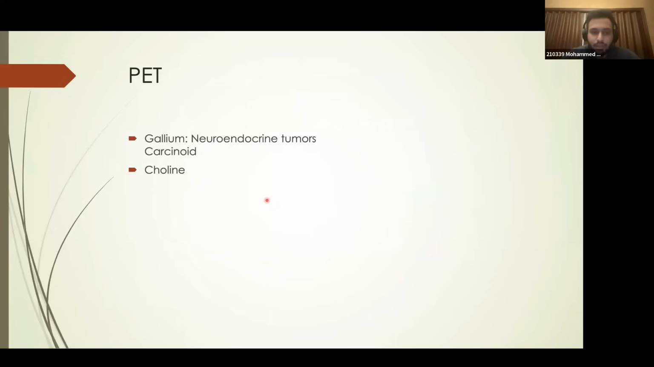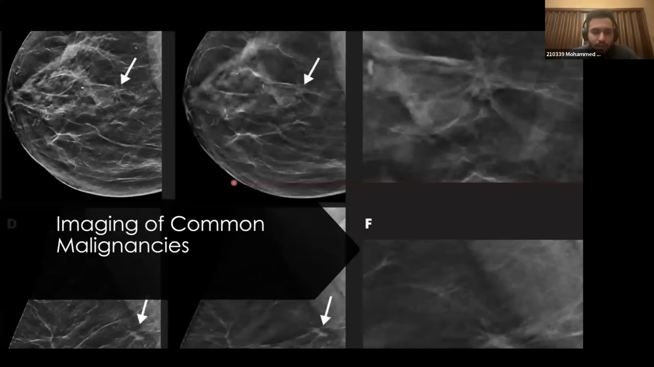Now the last thing, which is just another application of PET: you can check for neuroendocrine tumors, such as carcinoid tumors. Just for the sake of completion, carcinoid tumors are neuroendocrine tumors that secrete active molecules, which are usually serotonin. So the patient will have signs of high serotonin, and it's usually from the GI. Carcinoid is usually from the GI. You target it using gallium, and then you have choline for other things. I don't think you need to know choline because there's nothing specified for it. That's it. Do you guys have any questions for nuclear medicine?